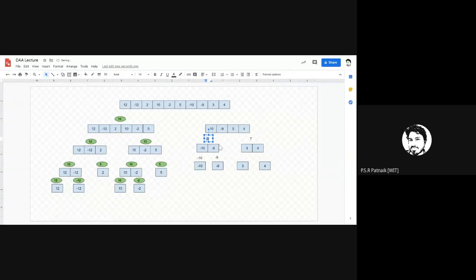What will I get? Minus 10, minus 9, or would I get minus 19? The max here is minus 9. So now when you combine these two, what will you get here? Okay, so let us solve this. This would be one more good step to solve this.